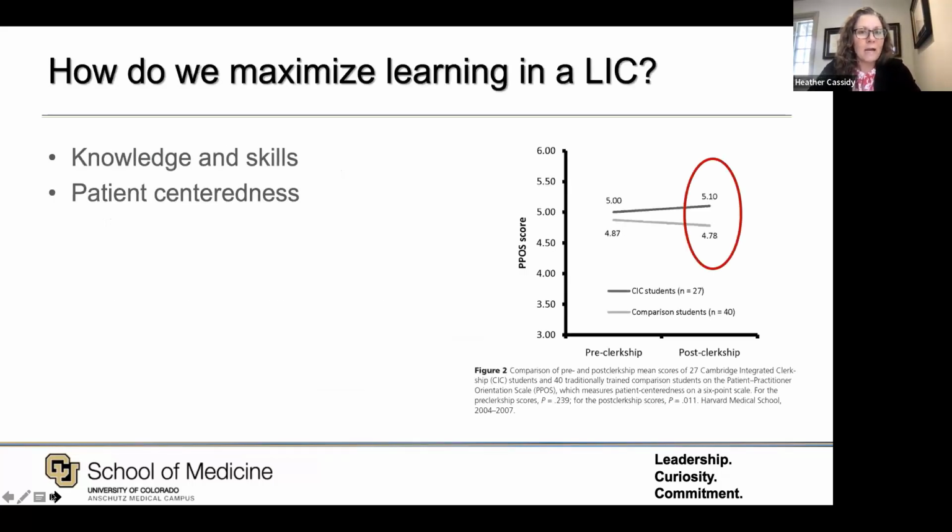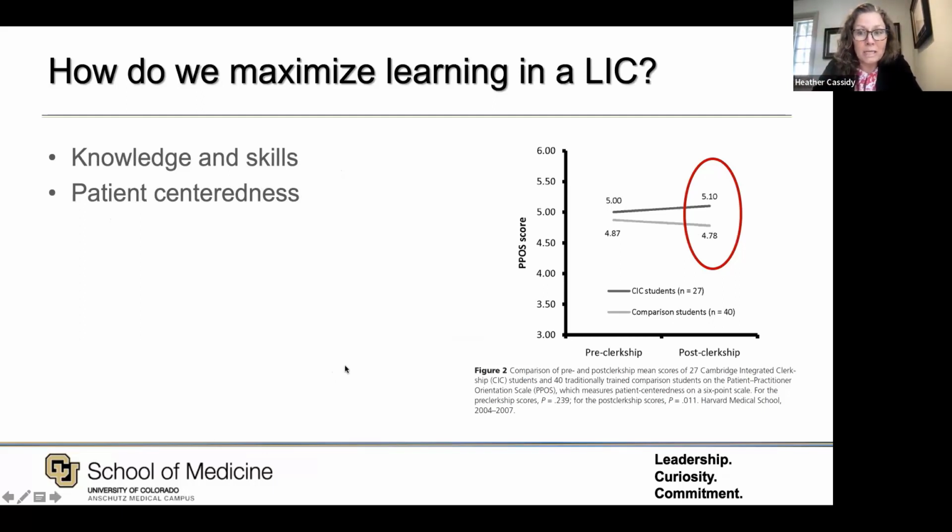So then the question arises, how do we maximize learning in an LIC? And that's why you're here today as current LIC preceptors or future LIC preceptors. How do I do this well? How do we build the knowledge and skills that our medical students need? And how do we foster that patient-centeredness and that empathy gap? And I mean a positive gap based off of the LIC model.